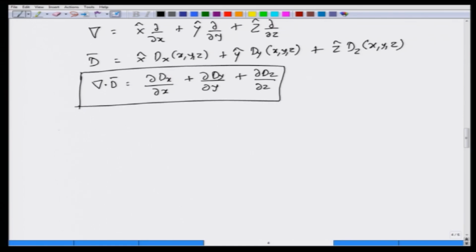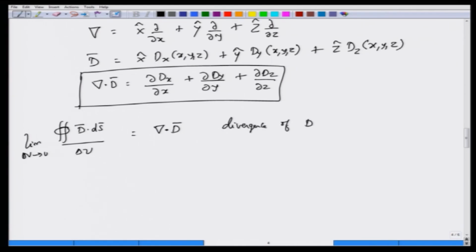So, what do we have now? We have written that the integral of D dot dS divided by delta v, in the limit of delta v going to 0, is del dot D, and we say that this is the definition of the divergence of the vector field D.